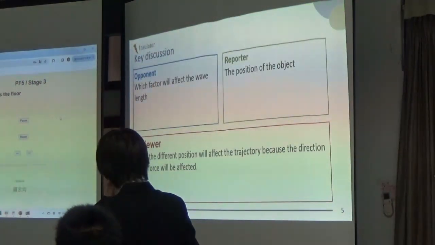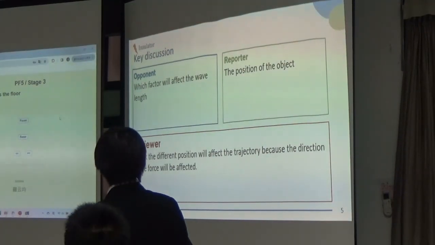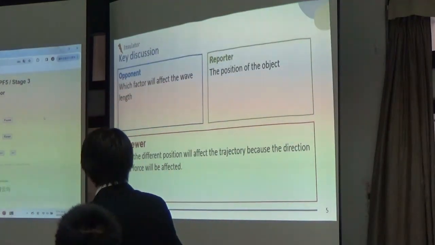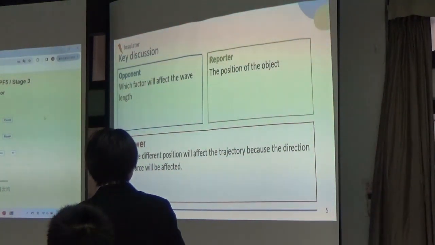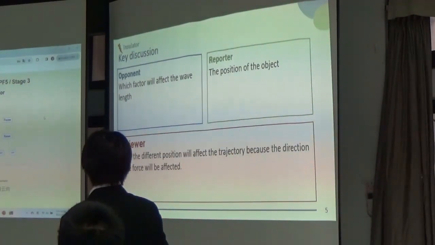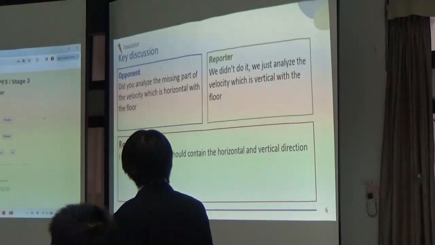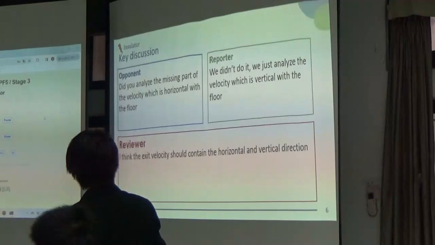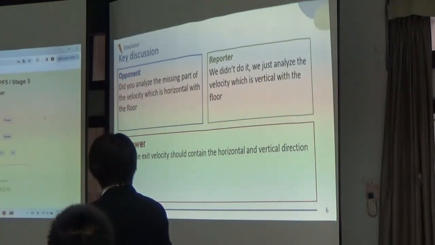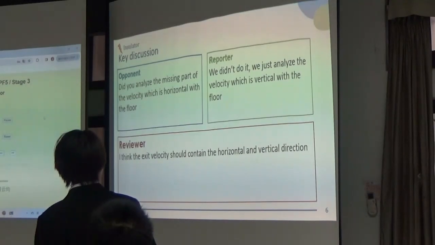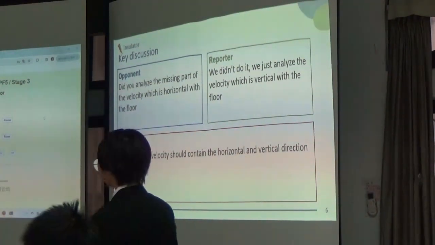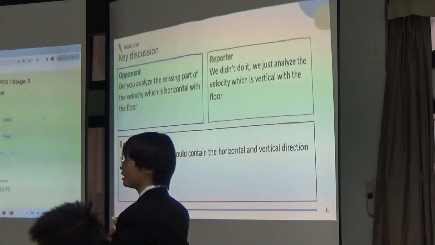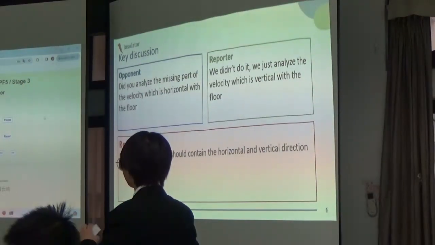And for the key questions, the opponent asked which factor will affect the wavelength, and the reporter answered the position of the object. And for us, we think the different position will affect the trajectory because the direction of the force will be affected. And the opponent asked, do you analyze the missing part of the velocity, which is horizontal with the floor, and the reporter didn't do it. And for me, I think the existing velocity should contain the horizontal and vertical directions, because when the cushion hits it, the force may contain a different direction. So I think the physics velocity should contain these two directions.